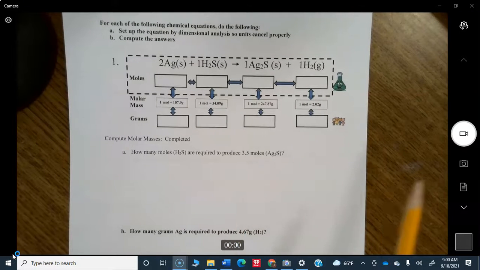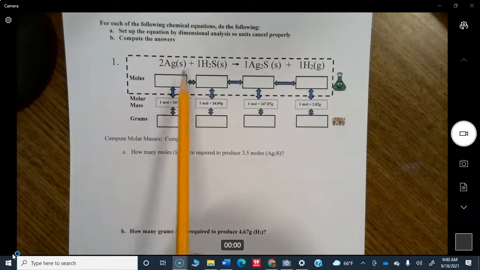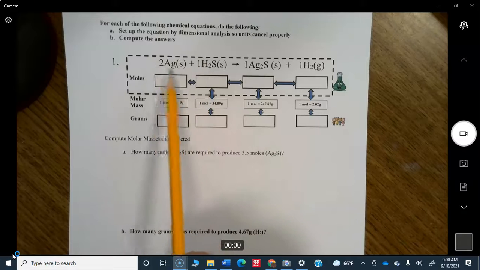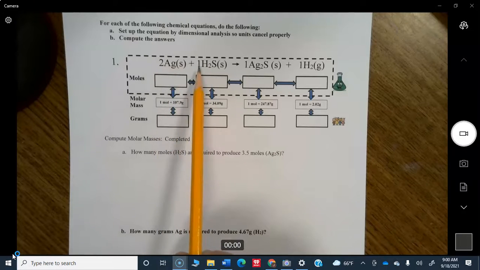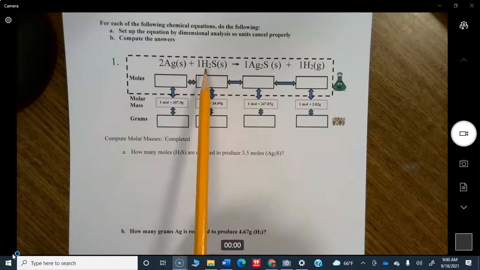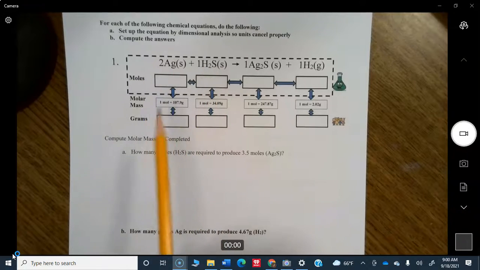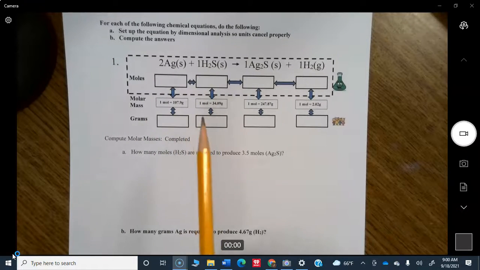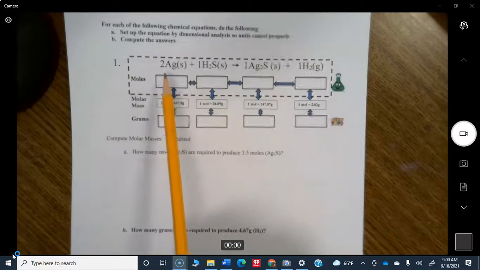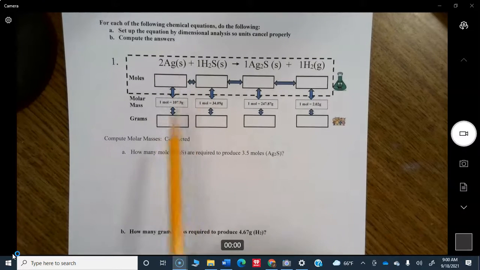But in general, it's a relationship. However many moles of Ag you have, you need half as many moles of H2S. Or you can say for however many moles of H2S you have, you need twice as many moles of Ag. So the number of moles can be any number you want. It just has to be a 2-to-1 relationship here. That's really the best way to think of this equation.